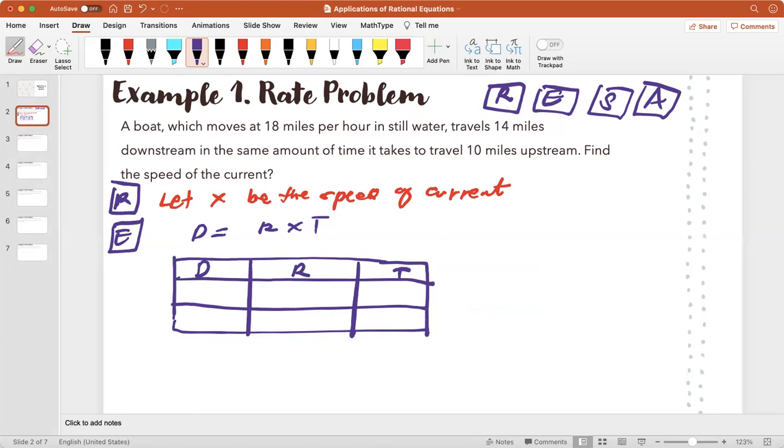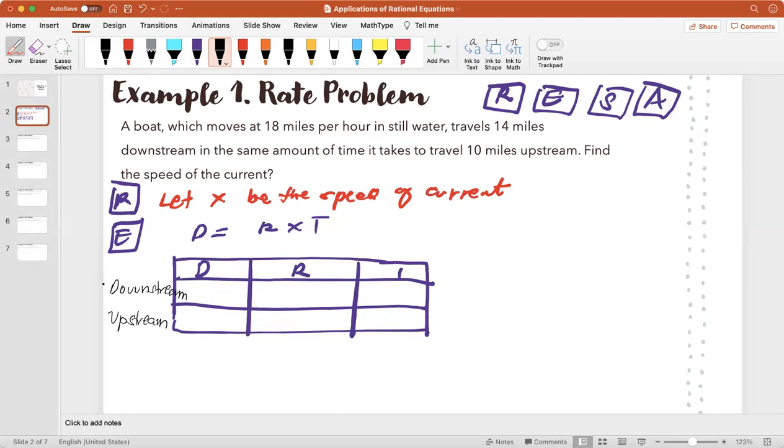We can divide this into two rows because we have the downstream. Okay, let me write that more legibly. So the first one is the downstream. And then we have upstream.